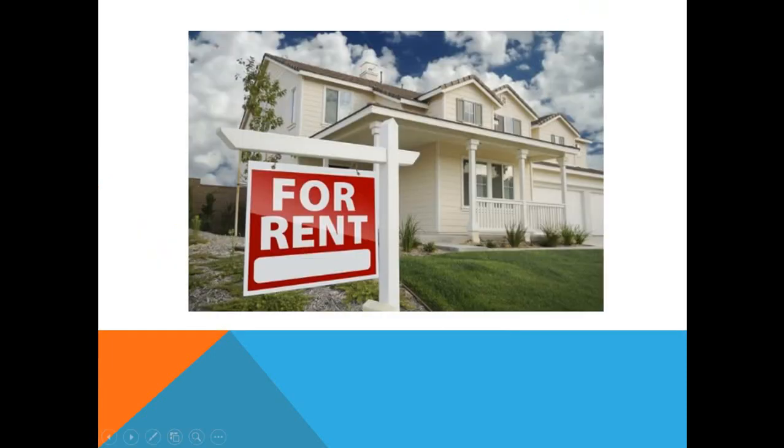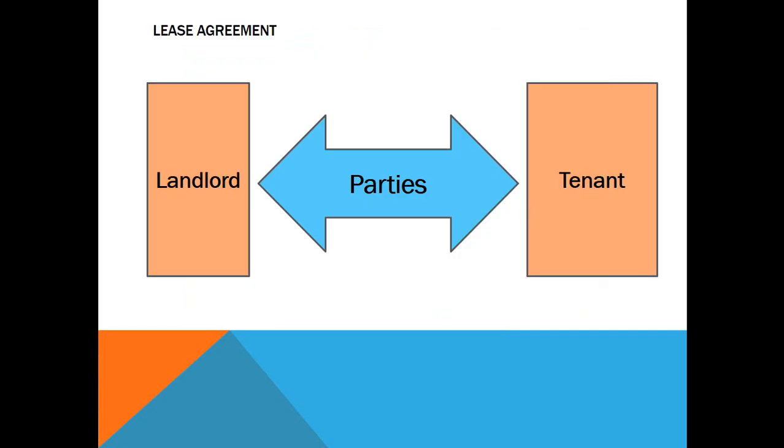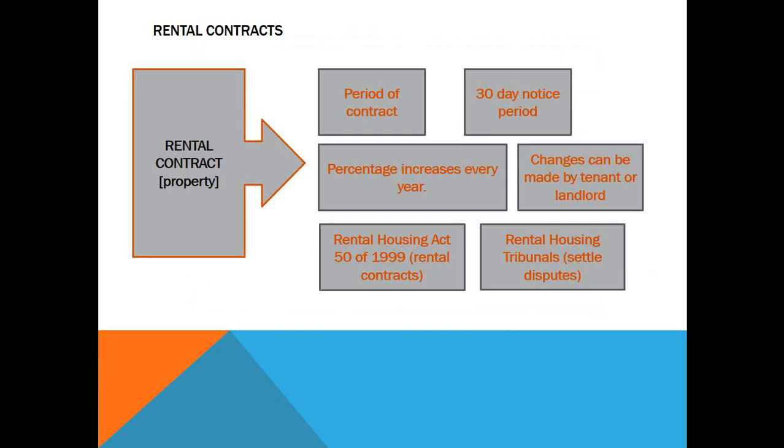The last agreement or contract that we're going to look at is the rental agreement. So this picture really tells you exactly what the rental agreement is about. It's about renting a house or a property or a piece of land. When we talk about a rental, the two parties that are involved are the landlord, the person who owns the property, and then the tenant, the person who's going to be using that property.